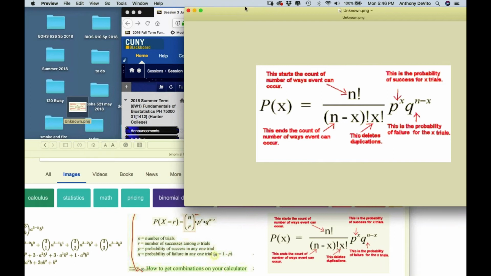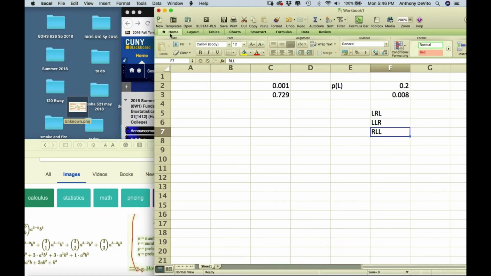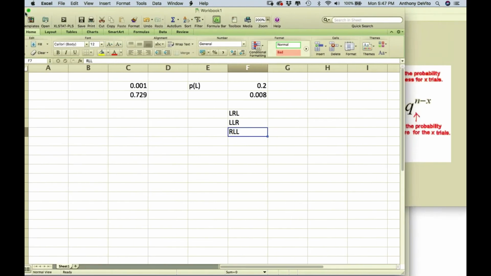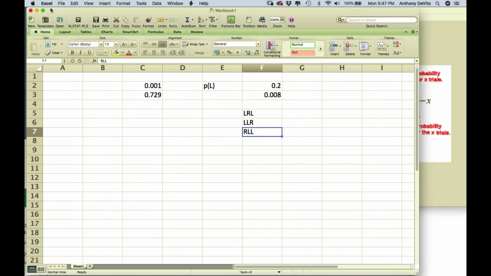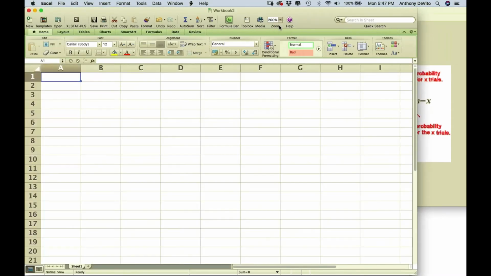Okay, so we're going to do it in another way. We're going to open up Excel, and you can do this along with me if you want. I'm going to open up Excel. I'm going to get a new table, new window, and make it bigger again.